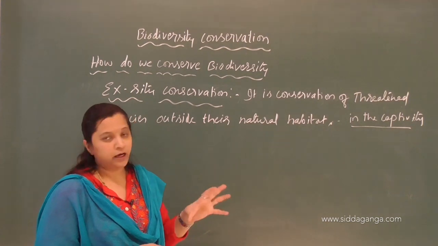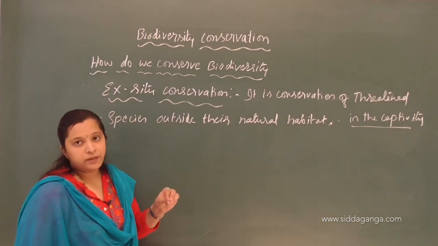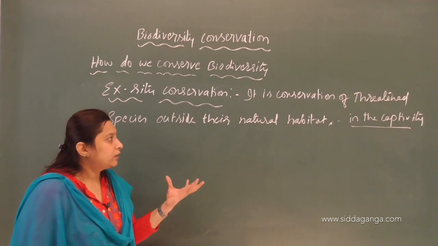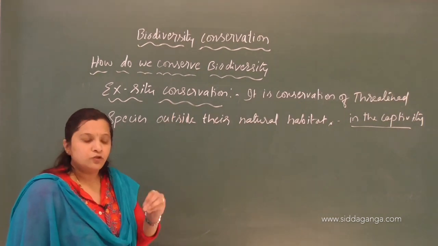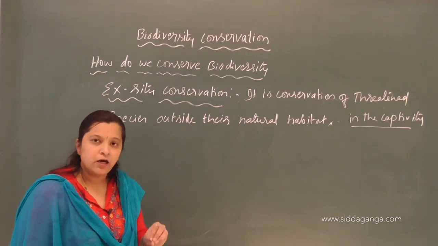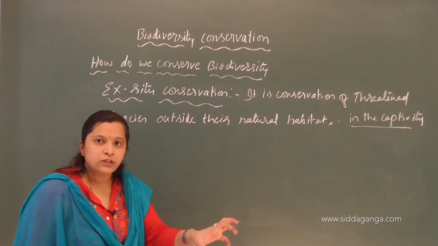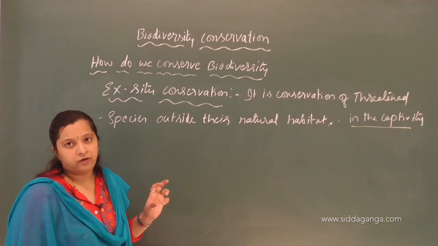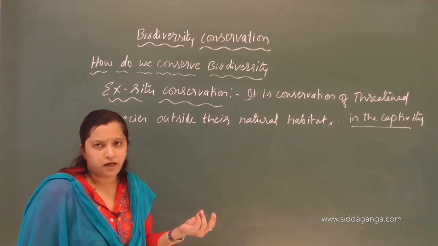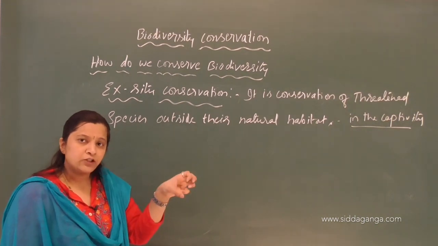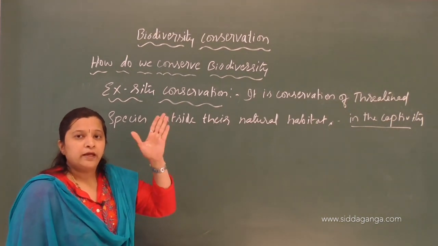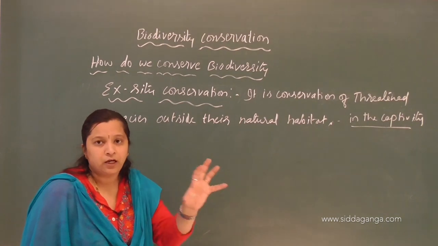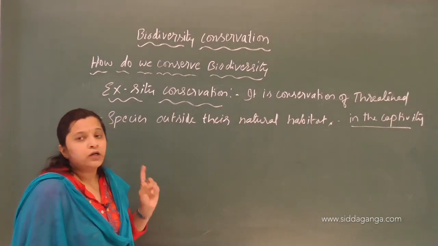So some animals, wild animals, and some threatened species of plants are identified and taken out from their natural habitat. That means those plant and animal species which are going to become extinct were identified and taken out from their natural habitat, either maybe the forest or so, and kept in specialized settings where they are given protection as well as special care. Okay, so that is ex situ conservation.